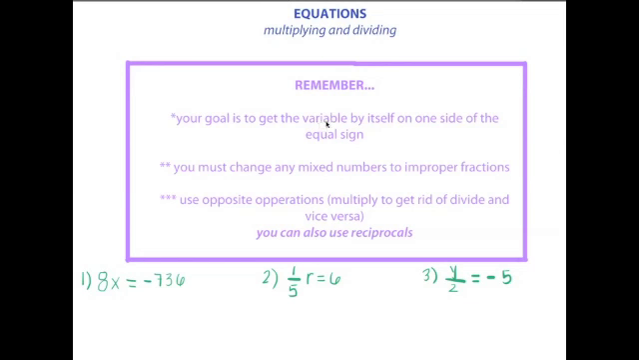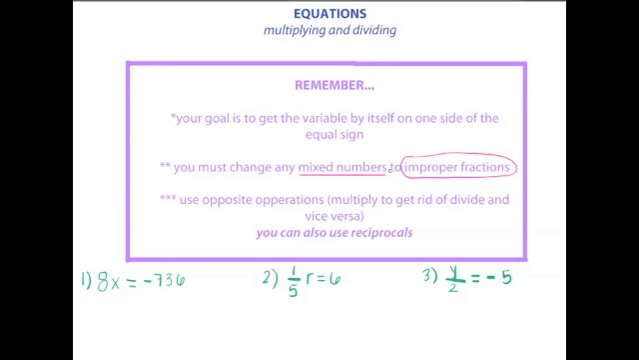And in these types of problems today, it will be more likely that you might see some fractions. If you come across a mixed number, remember that you need to change the mixed number into an improper fraction. So no mixed numbers, they need to become improper fractions. And again, just like yesterday, we have to use opposite operations to cancel things out.